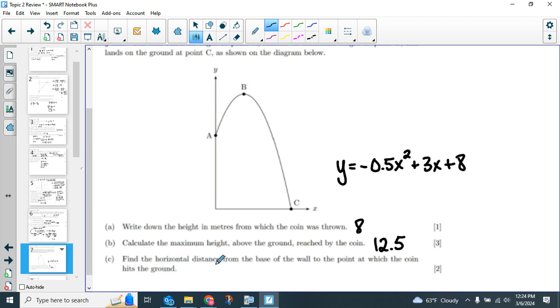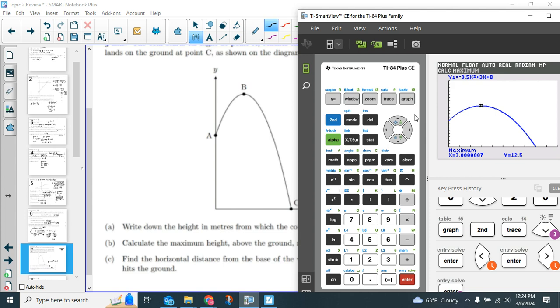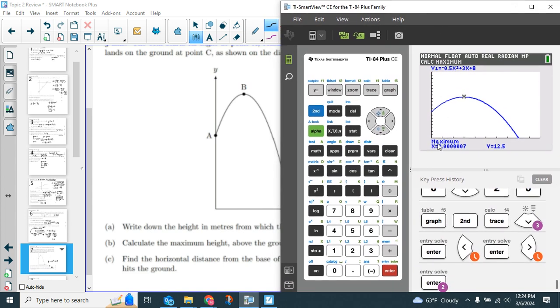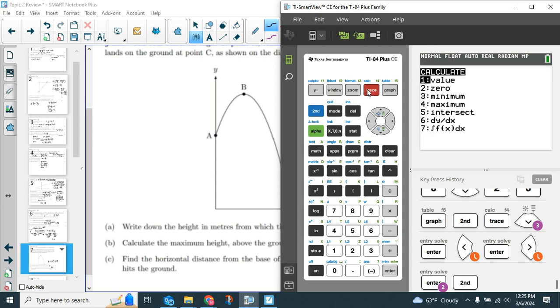All right, find the horizontal distance from the base of the wall to the point at which the coin hits the ground. Where is the coin going to hit the ground here? At C, right? So at this x-intercept. Again, you could use the quadratic formula or something, but why? So we're going to hit second trace again.